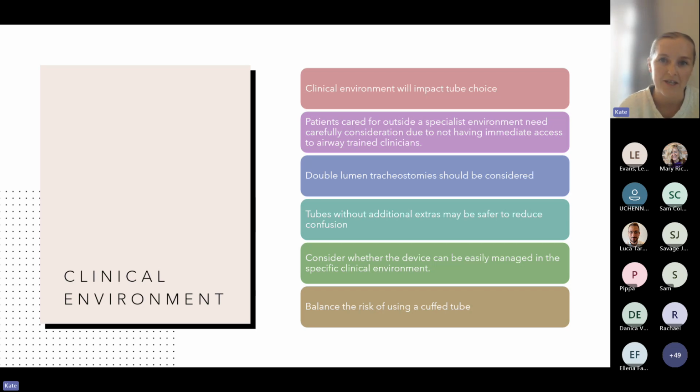So if these tracheostomy patients are going to the community, or they are in the community, it may be that you opt for a simpler tube just to prevent confusion. You'll be surprised at how easy it is to accidentally clip something onto a different line than what you think it is if you don't know what it does. So you just need to consider what clinicians you've got in what area that you're using. And you always need to have a balance. You need to balance the risk of cuffed tracheostomy tubes, and base that on the environment that you're in.